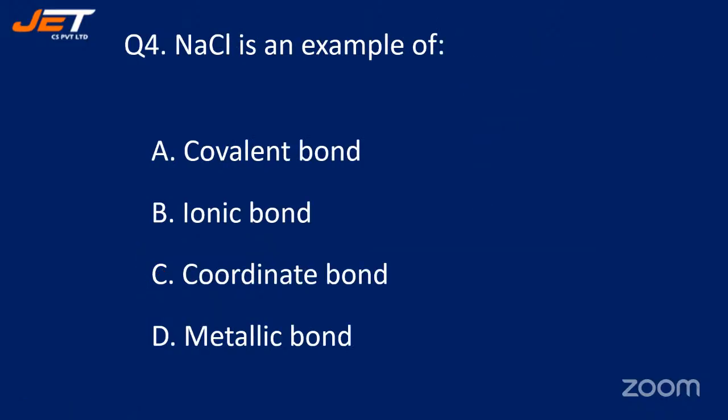Fluorine is having more electronegativity when compared to other elements which are mentioned here. Next question. Sodium chloride is an example of which bond? Sodium chloride NaCl ki madhyana unna bonding enti? Covalent bond, ionic bond, coordinate bond or metallic bond?